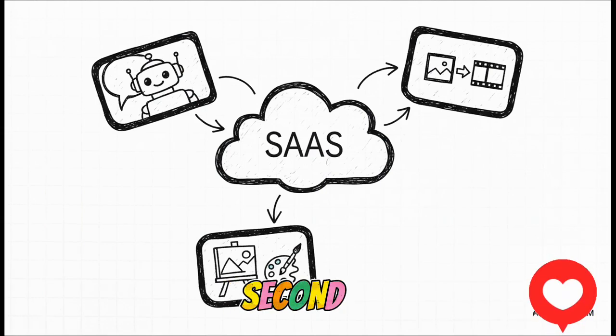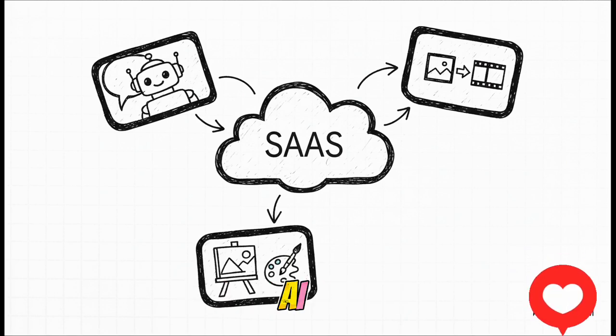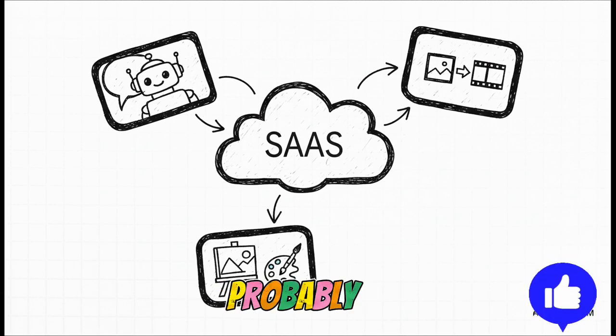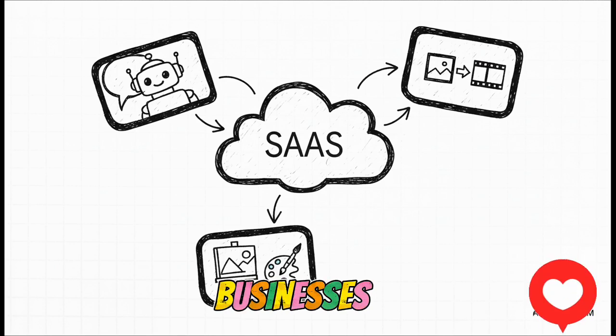Just think about it for a second. ChatGPT? That's a SaaS. It gives you a conversational AI service. Kling AI? It offers a video generation service. Even something you probably use all the time, like Canva. That's a design service. Yep, all of them are SaaS businesses.